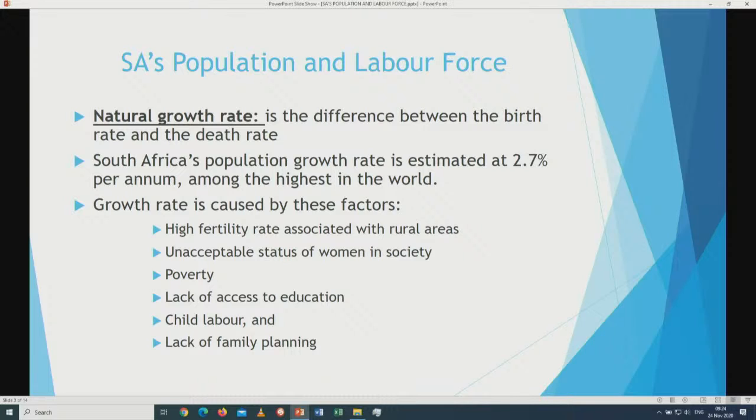So these are the factors that are responsible for the increase in the growth rate of the population of South Africa.